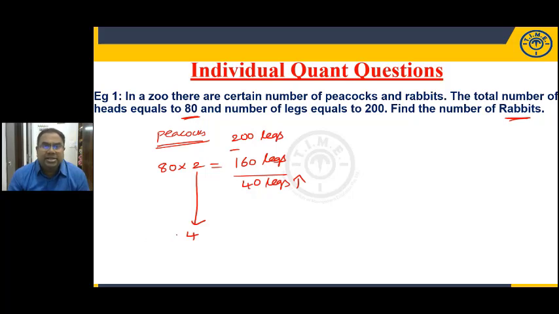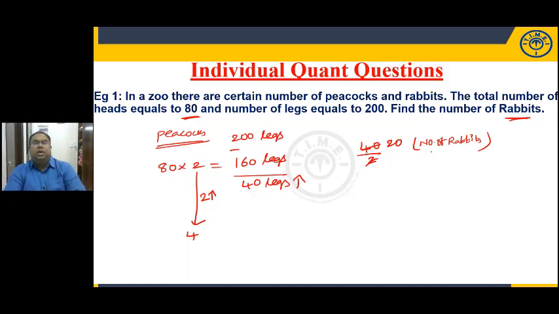A rabbit has how many legs? 4 legs. So if I replace a peacock with a rabbit, what's the increase in the number of legs? I'm assuming all of them are peacocks, but I remove one peacock and replace it with a rabbit. One animal will give me 2 legs more. I'm getting 40 legs more. 40 by 2, so how many rabbits? 20 rabbits. This is how you solve.